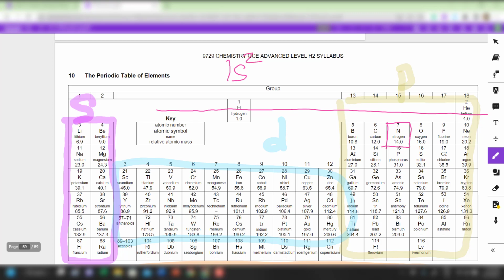Why is it 1s2? The first number is the principal quantum number, so that is the first period. Then this letter is the s subshell, because there's only an s subshell for the first principal quantum number. The 2 here denotes the number of electrons in the subshell. Hydrogen, helium is the second element in the first period, so that will be 2 electrons.